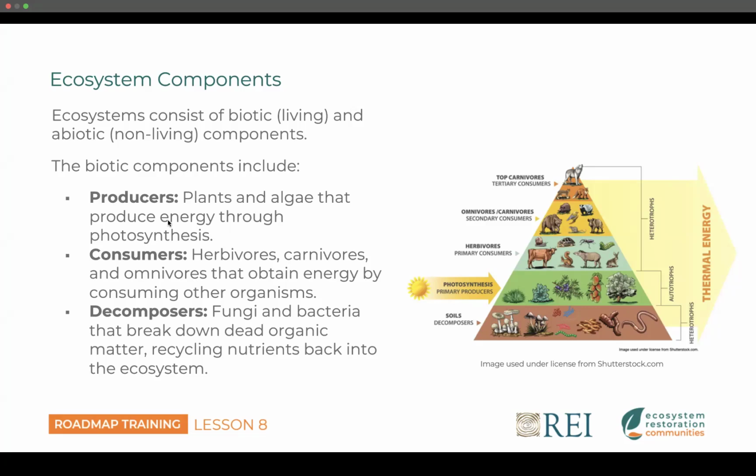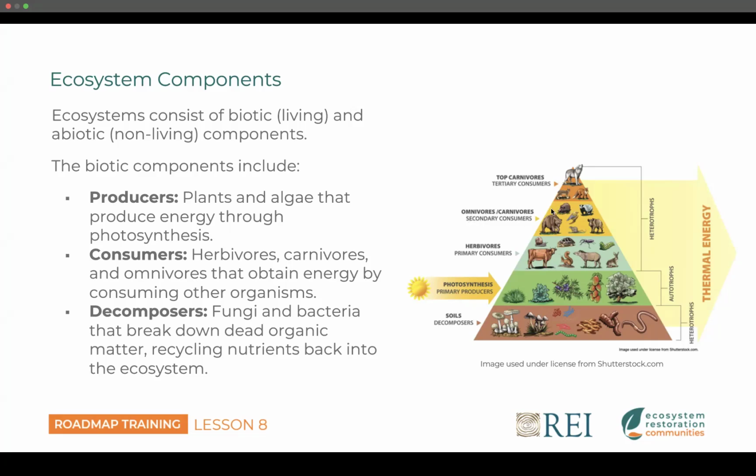So what we call producers, this is this layer. So these are the organisms that can photosynthesize. So we think plants and algae, different things like that. And our primary consumers are what we call herbivores. So anything that's eating the plants exclusively is a herbivore. And then we have things like omnivores or carnivores.